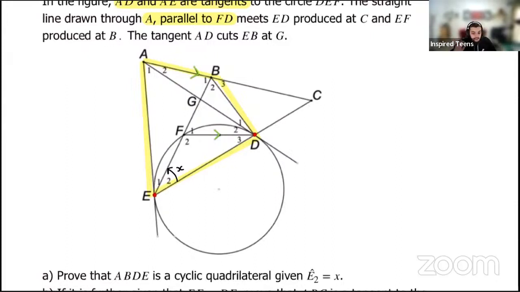Okay, this is where you guys come in now. Tell me. I have to prove that ABDE is a cyclic quadrilateral given that E2 is x. How can I work, right? Or you can give me anything that I'm just going to put into this diagram. We're going to work through this together. It's sort of like brainstorming. Solving Euclidean questions is like brainstorming, right? Looking at the question, seeing what you can fill in, and so on.